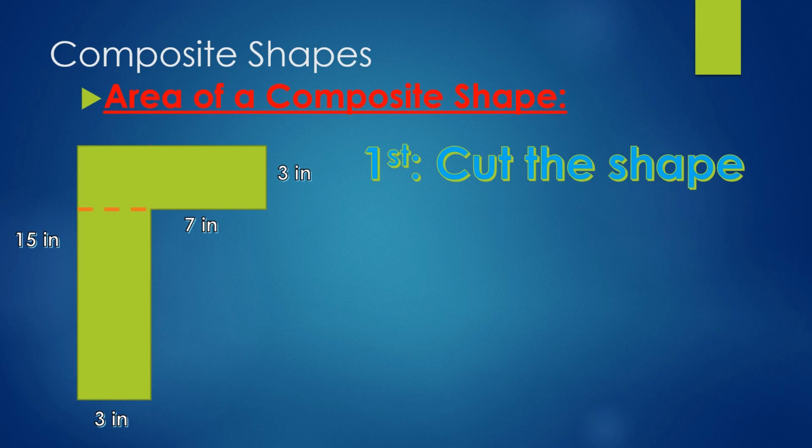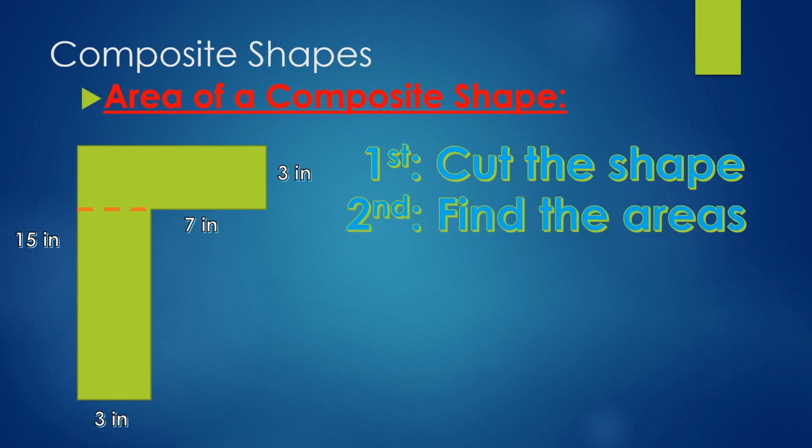Now we have 2 fairly similar rectangles we can use and find area for. So we're going to find the areas of each individual rectangle. We're going to start with the one on the top. So we know that the area is the length times the width. Now we know the width is 3 inches because it tells us.